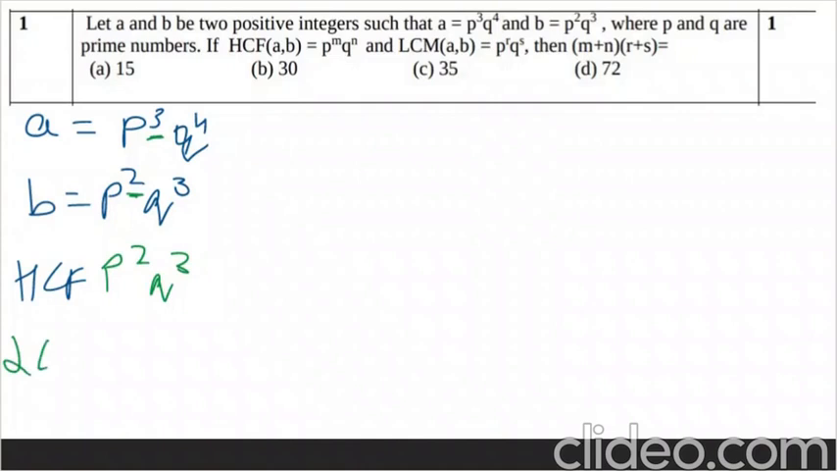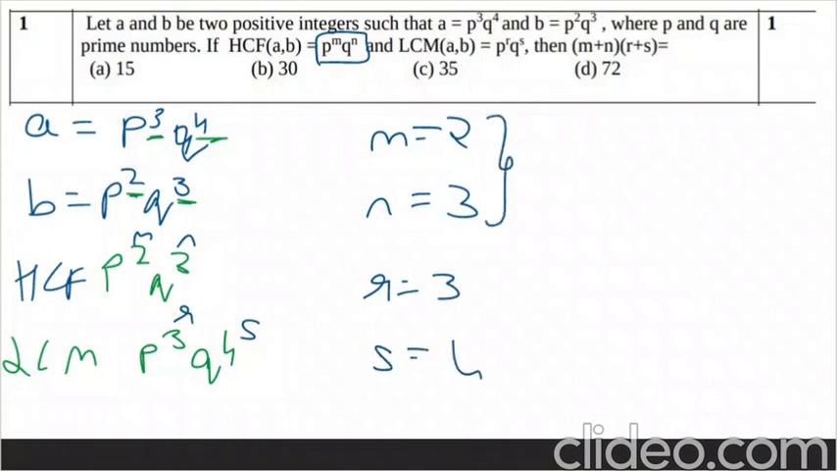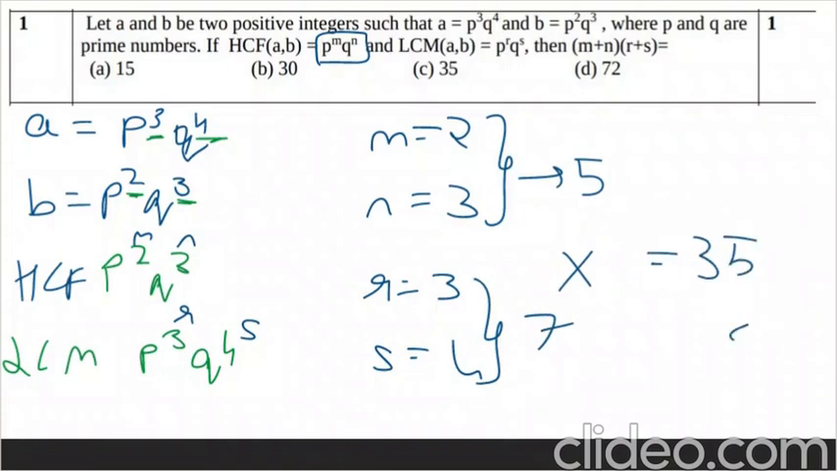Now the LCM will take the highest power. The highest power is 3 here and 4 here, so I'll write it as p raised to 3 q raised to 4. HCF is p^m q^n, so m equals 2, n equals 3. Next is r and s: r becomes 3, s becomes 4. Now calculate: 2 plus 3 gives me 5, and 4 plus 3 gives me 7. 5 into 7 is equal to 35. That is option C, so C is the correct answer for the first question.